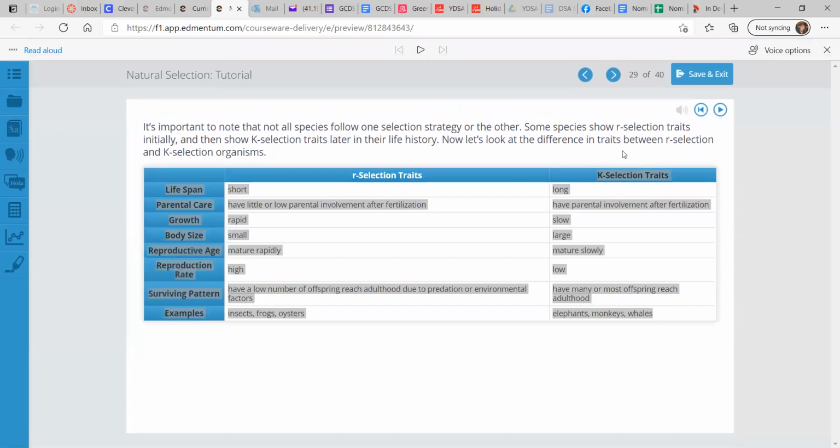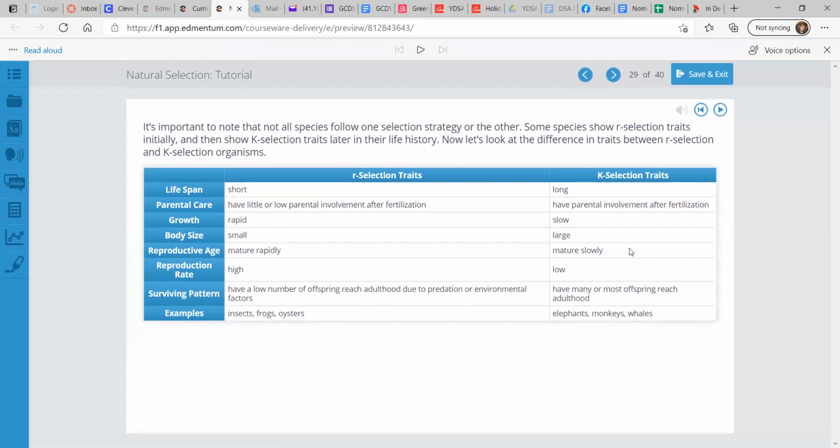Then you have the carrying capacity selection traits. These animals or organisms live longer. Their parental care, parents are more involved after fertilization. So think of elephants or monkeys, humans too. We raise our young, okay? We don't just let them fend for themselves, right? Because if you did, babies wouldn't survive.